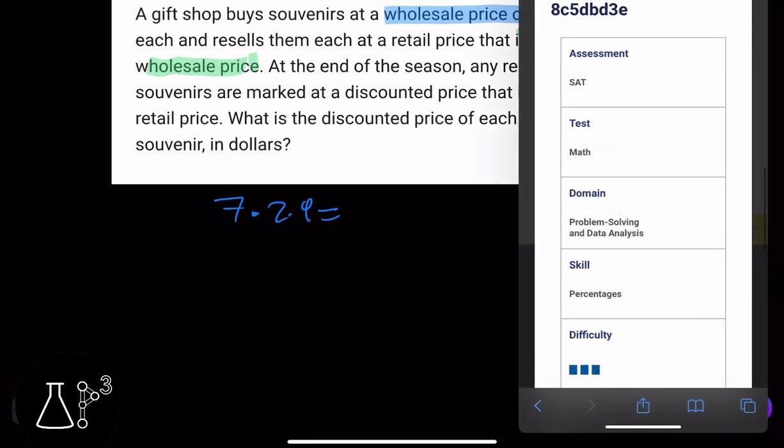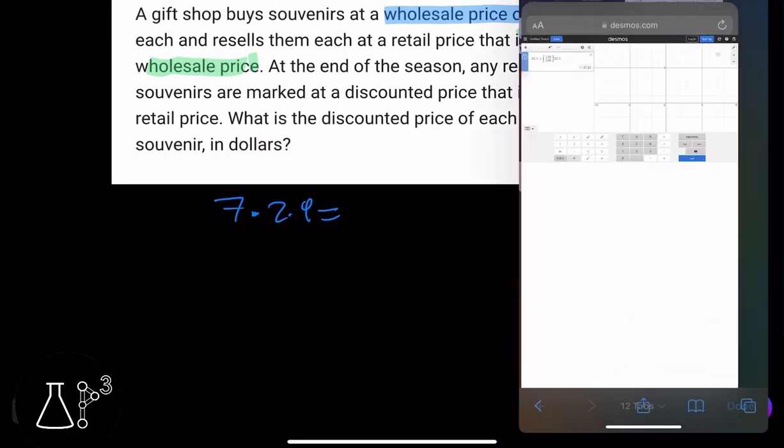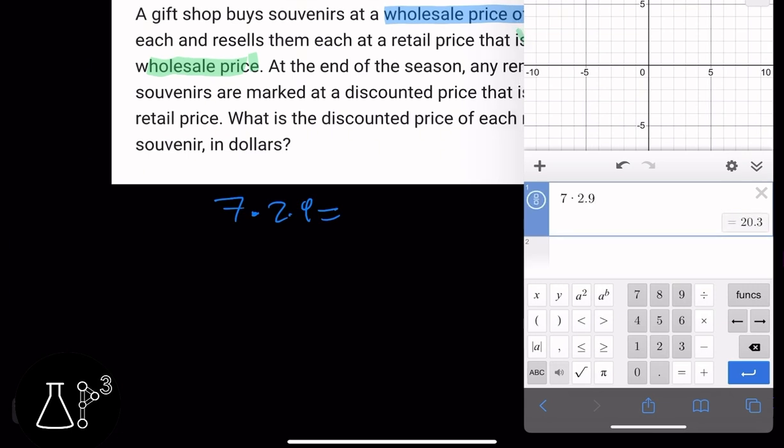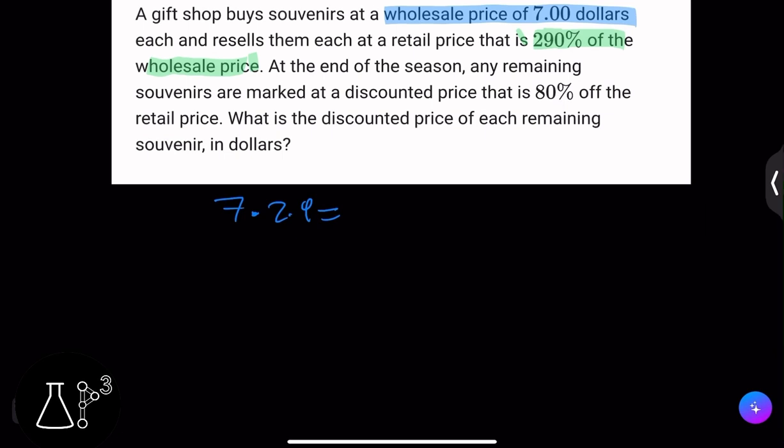So if I do 7 times 2.9, I'm going to get 20.3. So 20.3 is the retail price. We're given that at the end of the season, I'm going to mark this in red, any remaining souvenirs are marked at a discounted price that is 80% off the retail price.